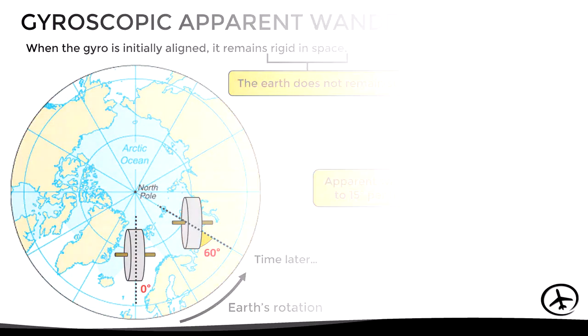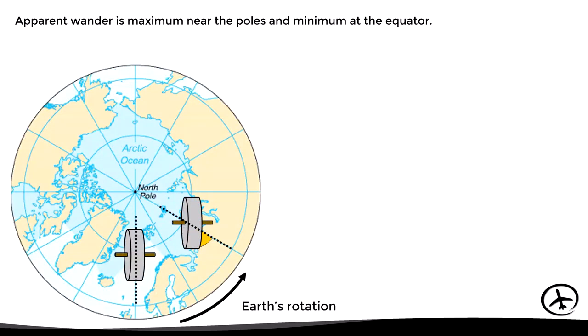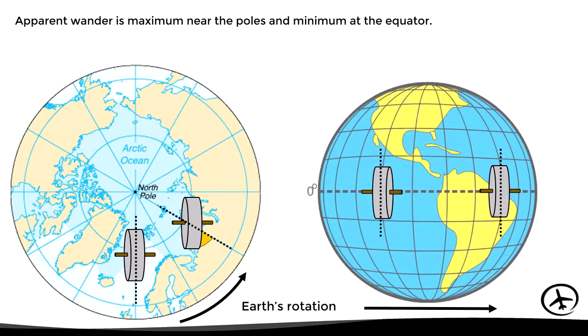And it is that the apparent wander is maximum at the poles and minimum at the equator, but let's see why. In the image on the left we can see that near the poles the apparent wander is significant. However, in this image on the right we can see that at the equator, the plane of rotation of the gyroscope remains aligned with the meridians pointing north, regardless of the rotation of the Earth, so then we say that there is no apparent wander at the equator.